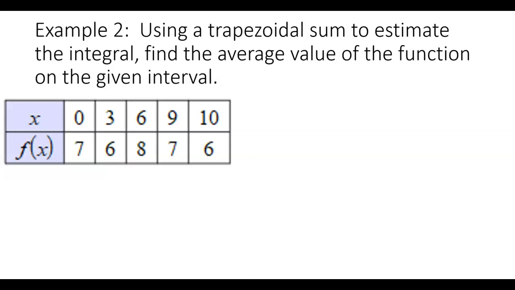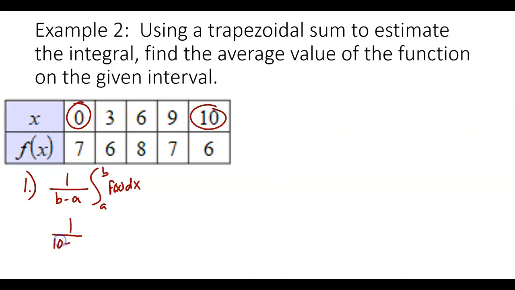So, step one, let's do our setup. So my setup is 1 over b minus a times the integral from a to b of my function, right? This is how I will find my average y value. All right. Now, the next thing I'm going to do is I'm going to find my a and b. Now, the a and the b are the first x value and the last x value. So that would be 1 over 10 minus 0, which would look like this.